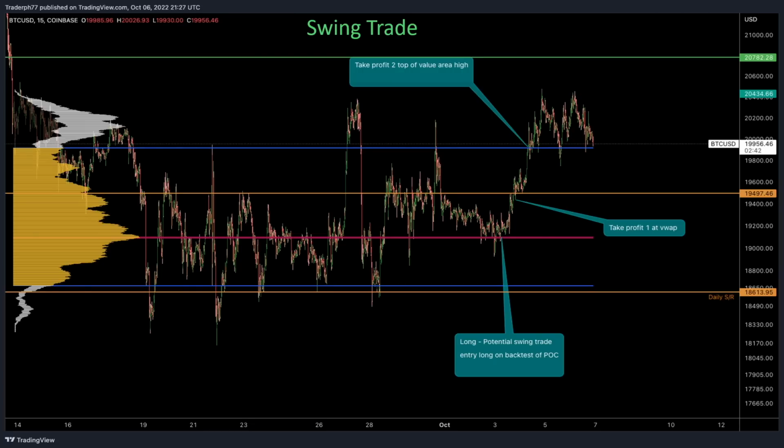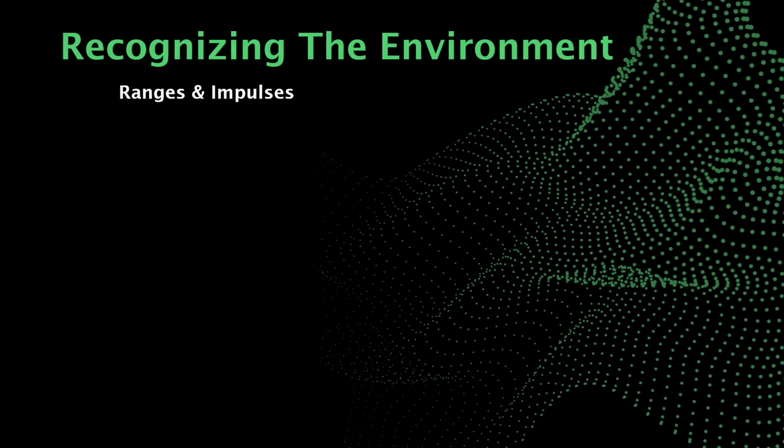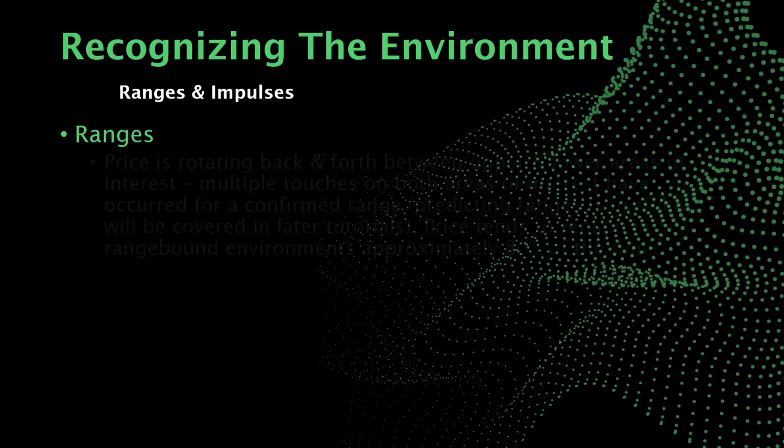Perfect. And Paul mentioned the point of control, value area high. Perfect segue into our next topic of recognizing your environment. Paul's going to run you through the description of both ranges and impulses, and I will go through some examples with you. Perfect. So recognizing the environment, the ranges and the impulses.